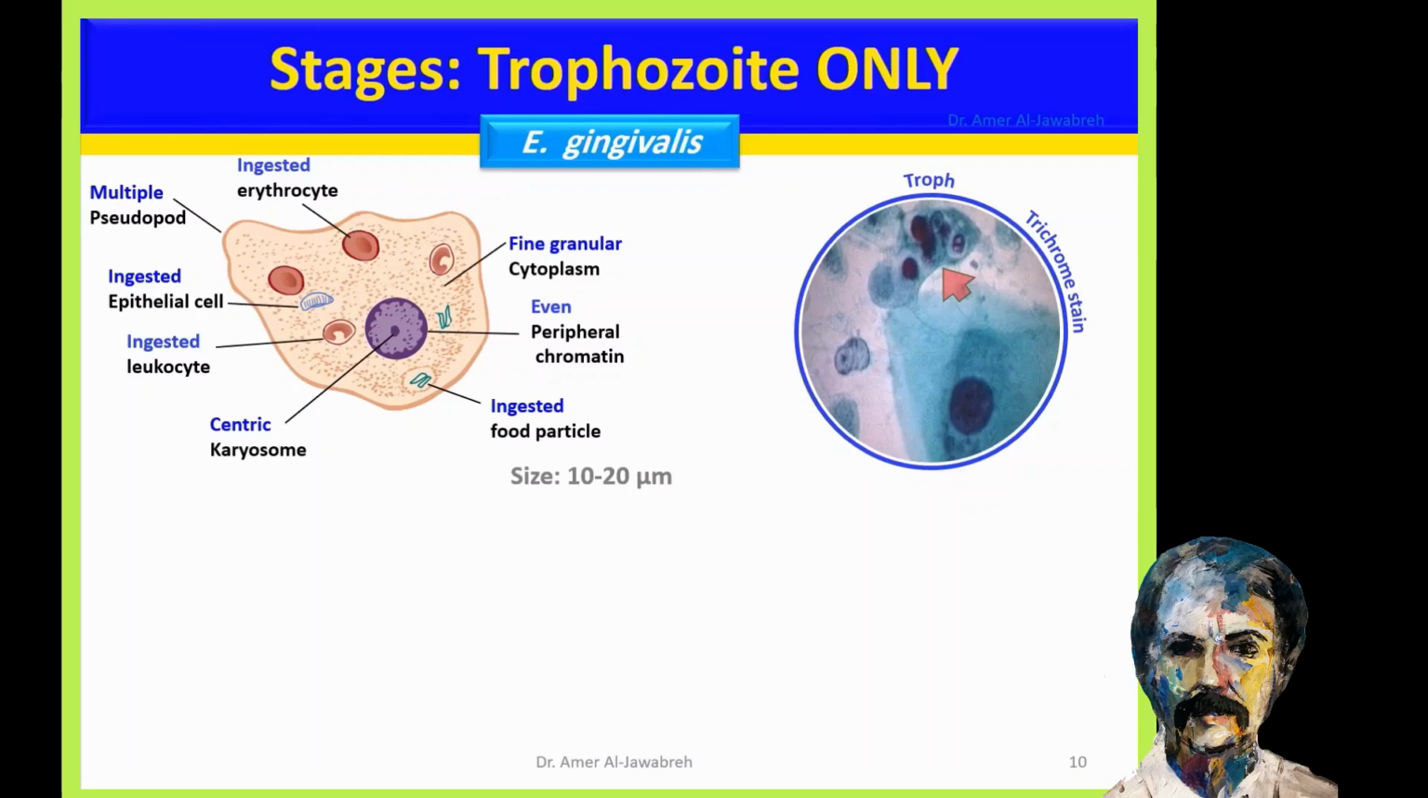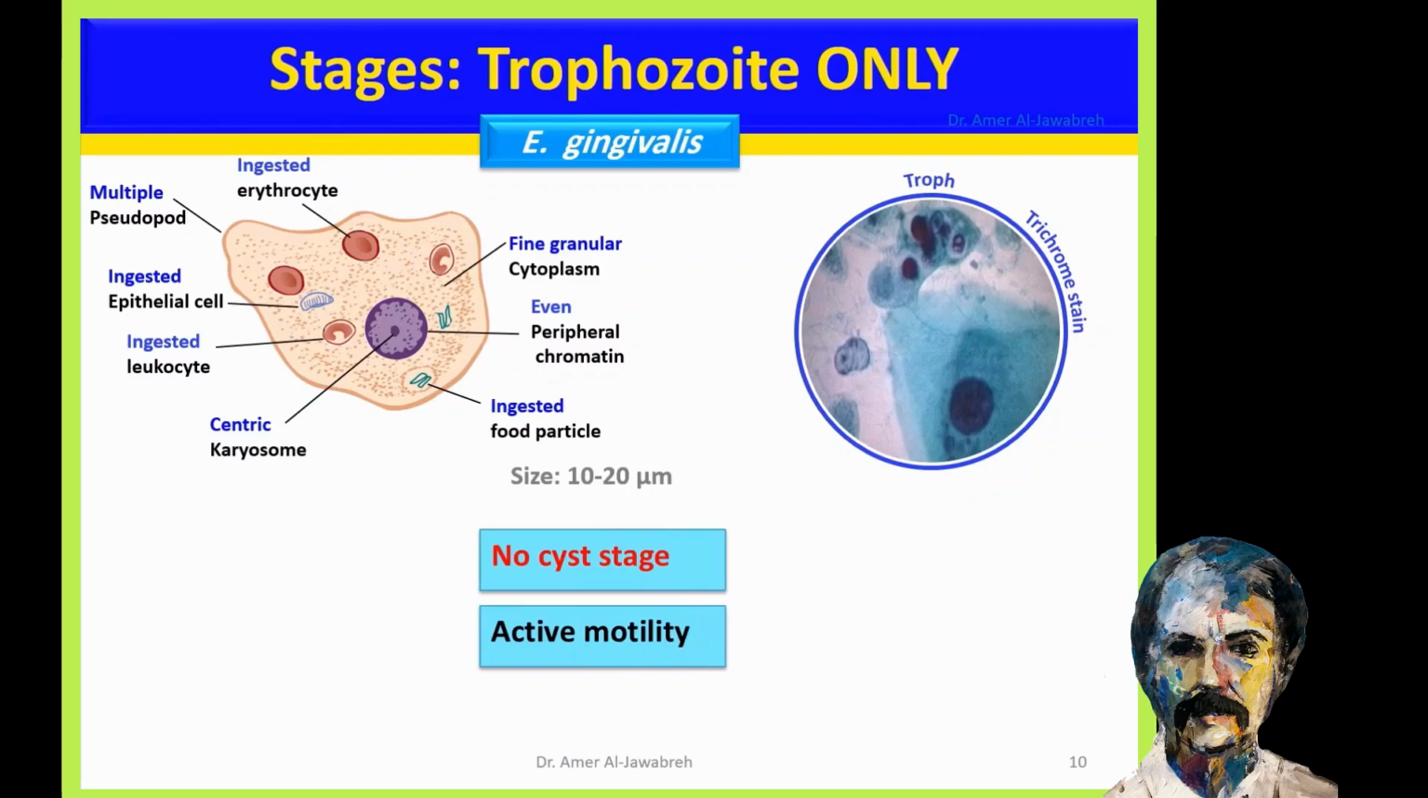What you see here is the drawing and the figure. And what you see here is the reality stained by trichrome stain. A little bit of a difference. As I told you all the time, reality is different. So you see here the nucleus, you see some cells inside.